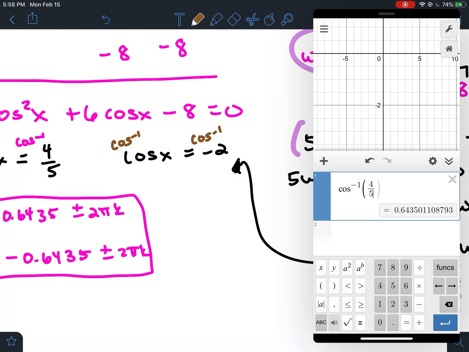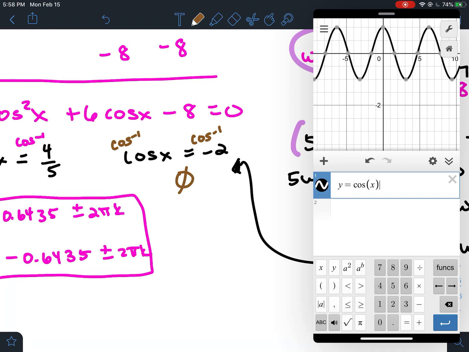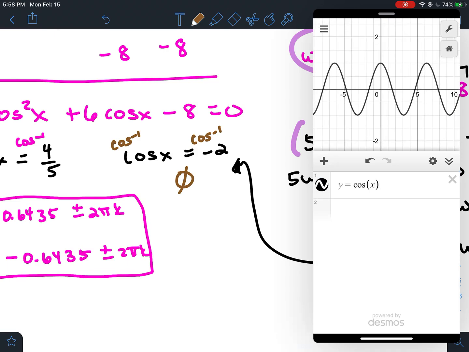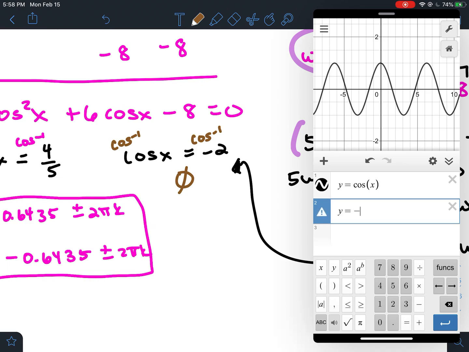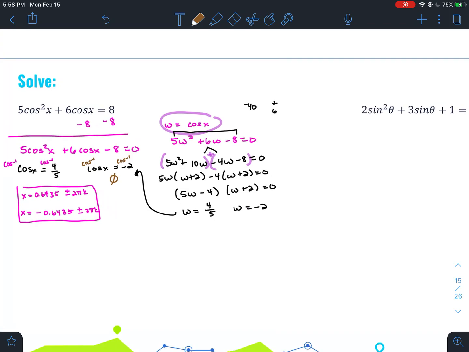And then if we did the inverse cosine of 2, or negative 2, watch what happens. We get undefined. This one's not going to have any solutions, because do you remember when we graphed cosine? So y equals cosine x. Cosine stays in between -1 and +1. So if I try and figure out where it intersects -2, notice cosine x and -2 never intersect each other, so they're never going to have any solutions. So cosine x has to fall somewhere between -1 and +1 to have solutions. So the only solutions from that would come from the cosine x equals 4/5 side.